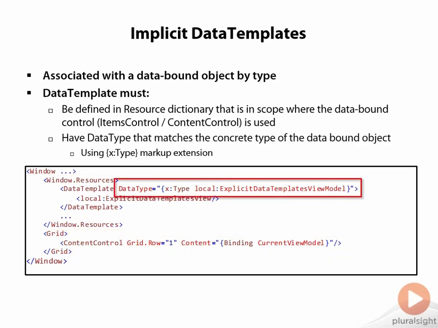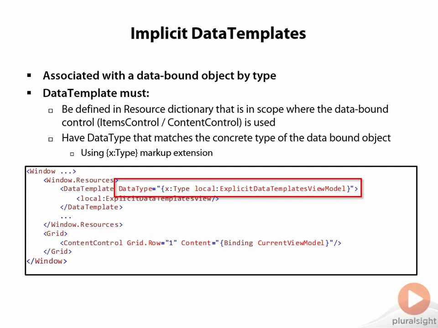Next, we have to have a data type property on our data template that matches up to the concrete type of a data-bound object in that data binding context. So our content down below is binding to a current view model. That current view model can be one of several types. And in this case, it's checking the type of that object. And if it matches up to be an explicit data templates view model, then this is the appropriate data template for it. And it will automatically select that and use it to render it out.